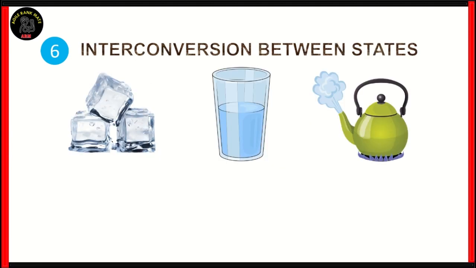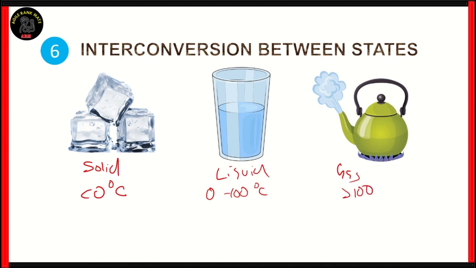So if we have to summarize both of these factors, we have ice, water, and water vapor. Ice is basically solid, water is liquid, and water vapor is gas. Ice is formed at less than 0 degrees Celsius, and liquid is formed between 0 to 100 degrees Celsius. And water vapor or gas is formed above 100 degrees Celsius. Here we are looking specifically at the temperature of water, the melting point and the boiling point of water.